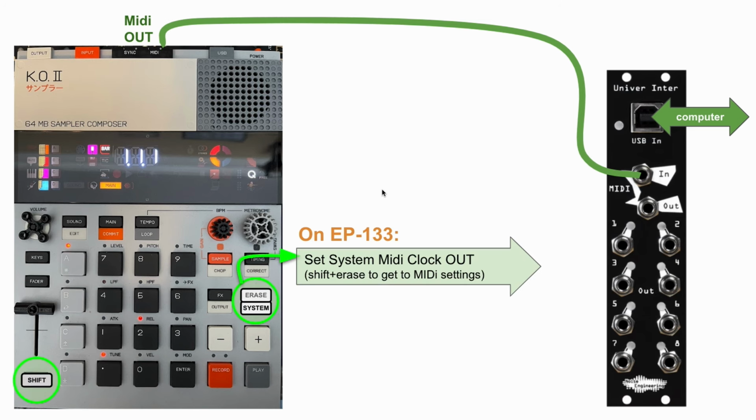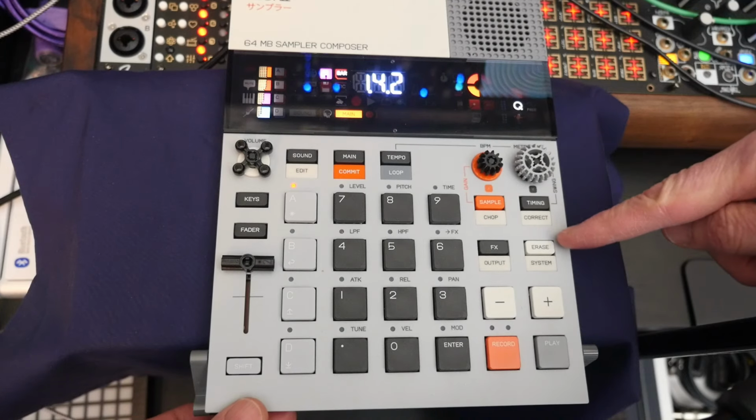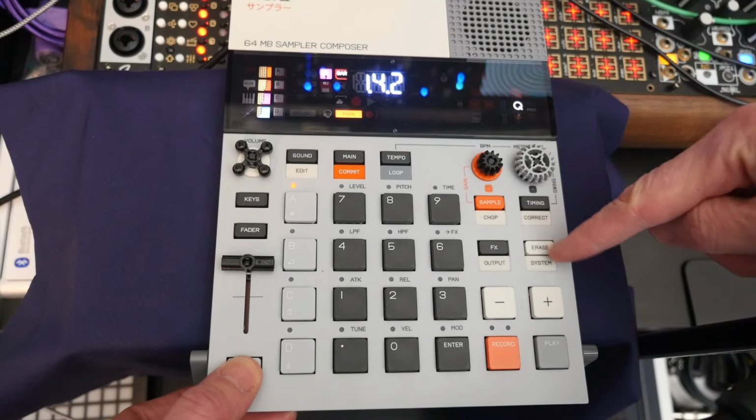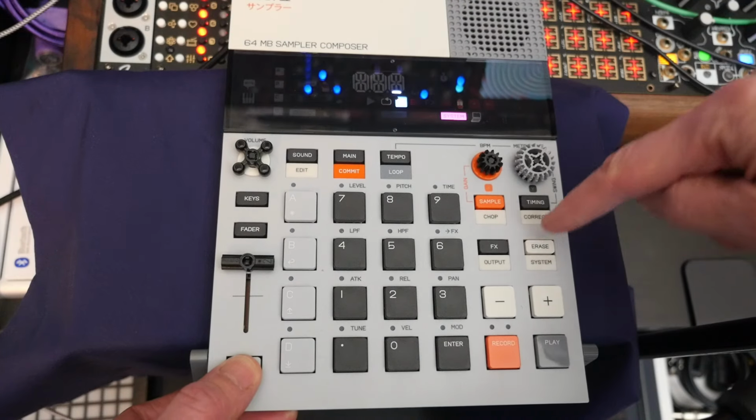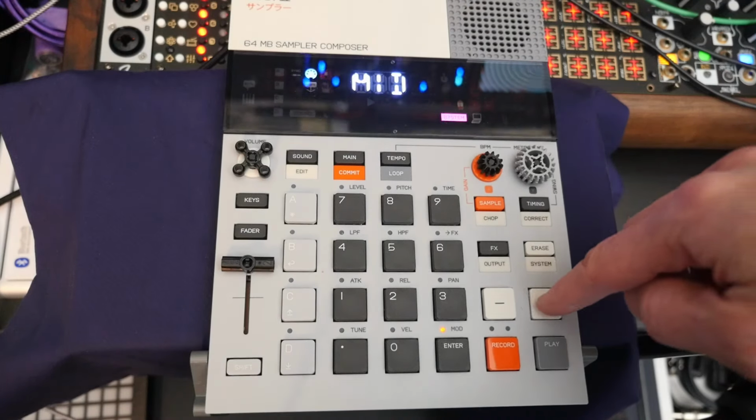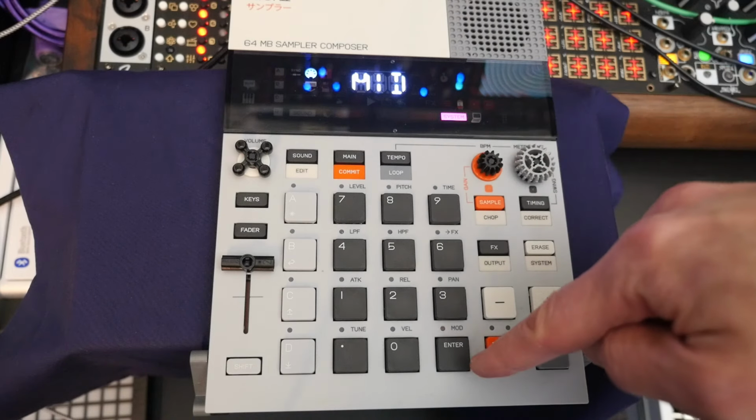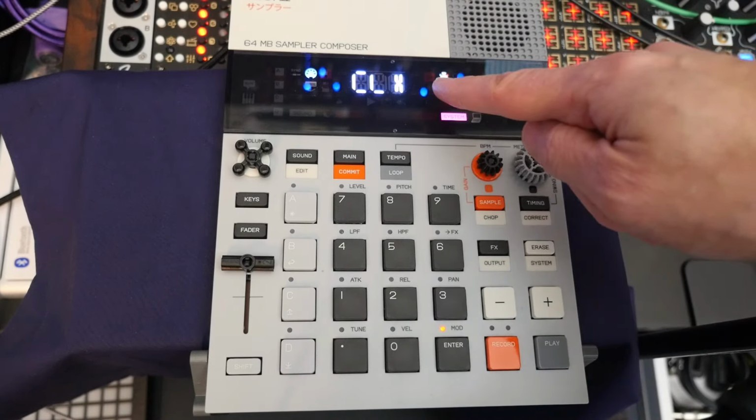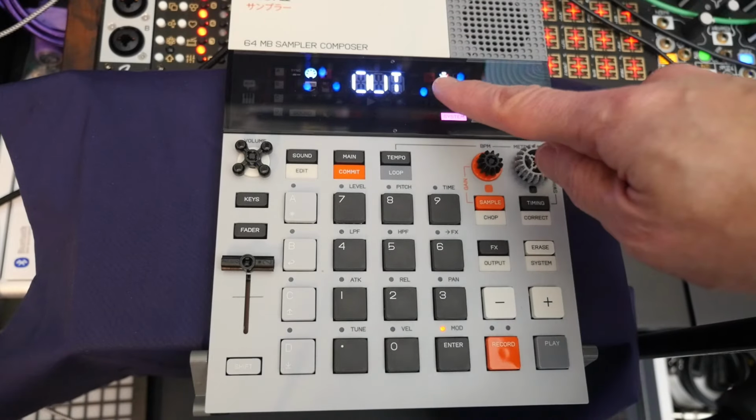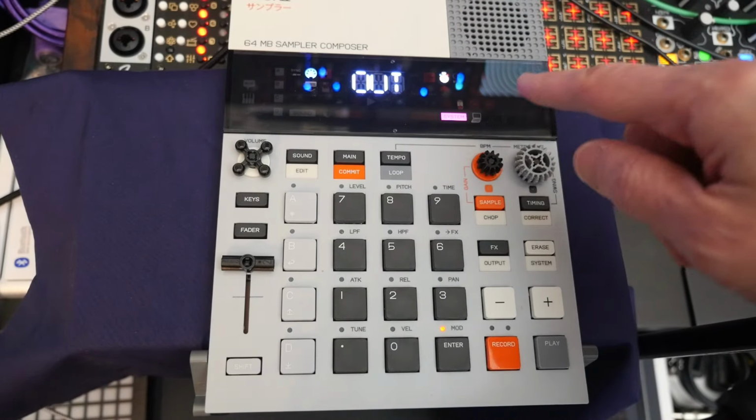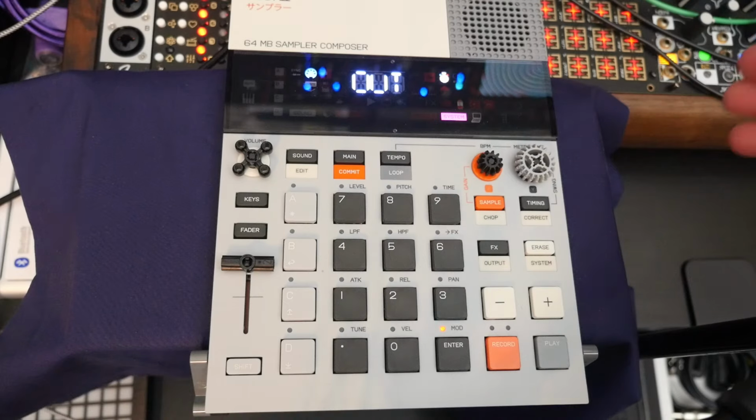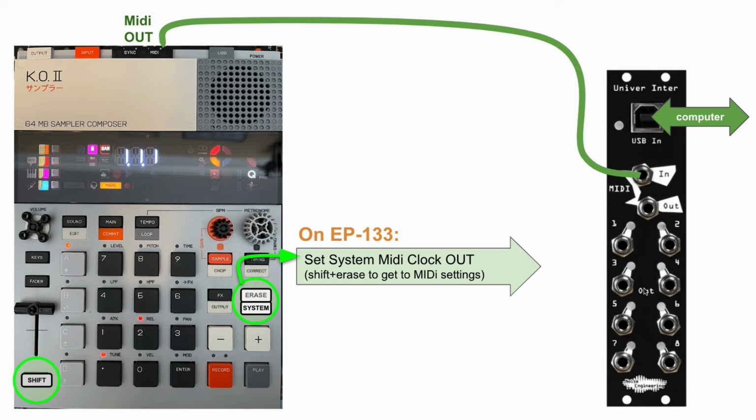So on the EP-133, to send clock information, you have to go to System Settings. That's Shift plus the Erase button to get to System Settings and set the MIDI clock out. We hit plus till we get to MIDI, and this is the Enter button. We get to clock, we hit Enter again, and we can see we have it set for out, which means we'll get sync and run information available to the Univer Inter if we accept that in the configuration of the Univer Inter. Second, we'll have to select the pads we want to send.